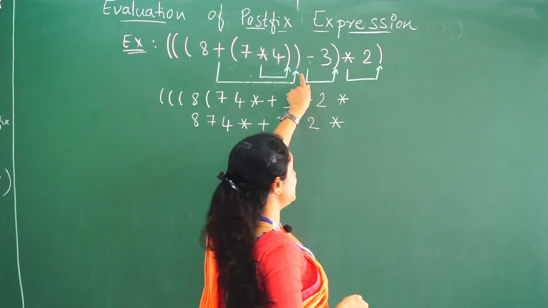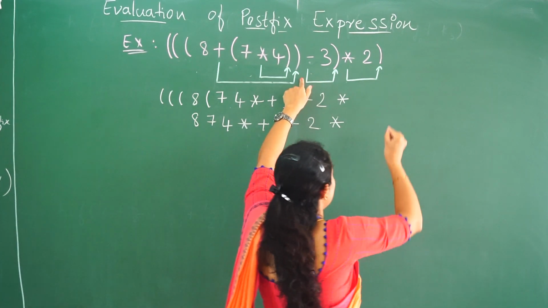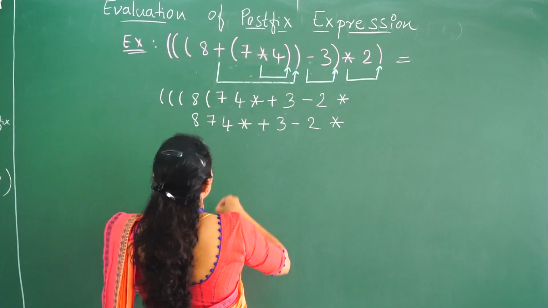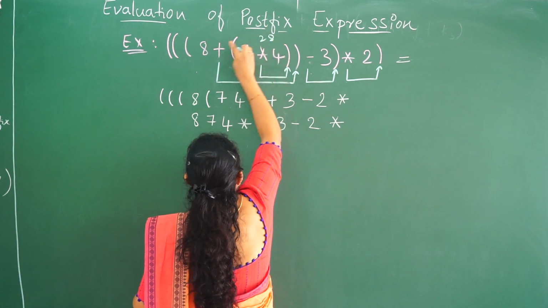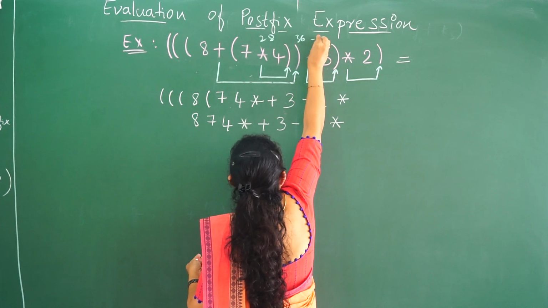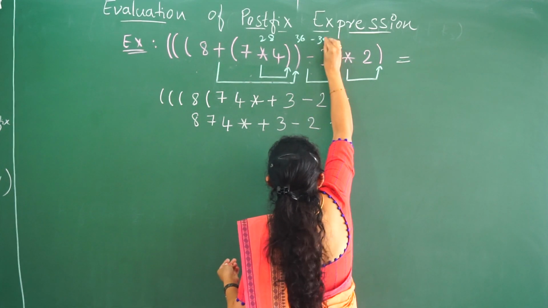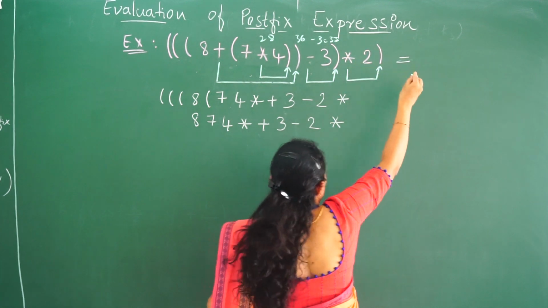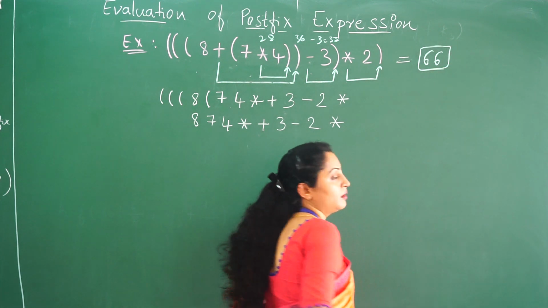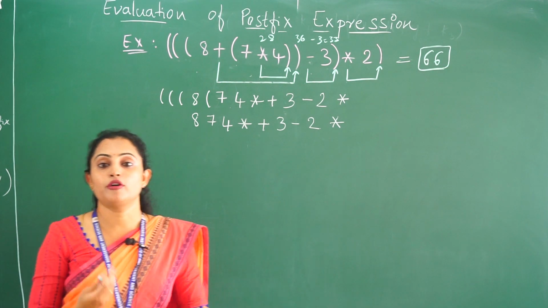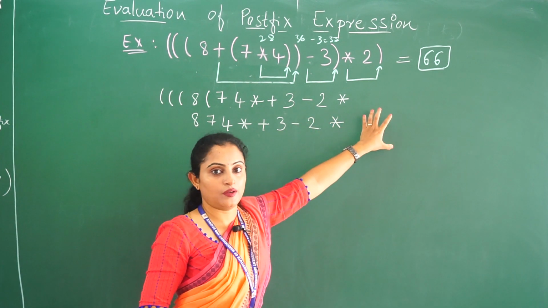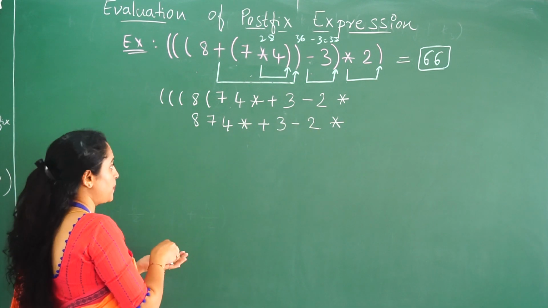So let's evaluate this infix expression and see what value we are going to get here. 7 fours are 28, 28 plus 8 we are going to get 36. So 36 minus 3 is 33, 33 into 2, so we are going to get 66, right? Generally, if you are following the mathematical rule and evaluating that, we are going to get 66, right? So now this is the postfix expression.